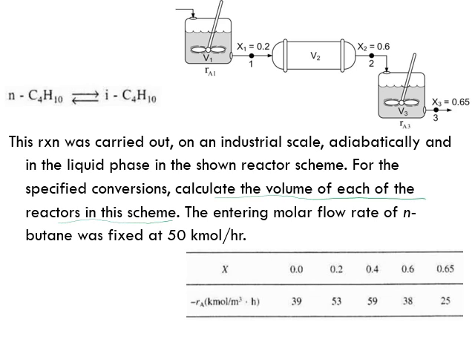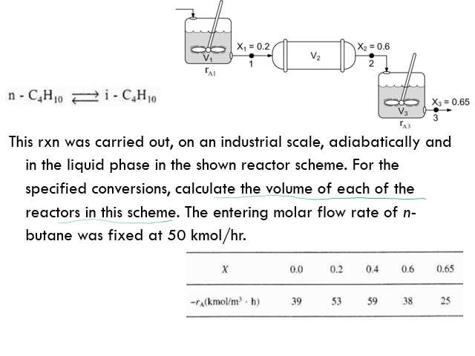So what do we want? We want to calculate V1, V2, and V3. How? From the kinetic data given, which is minus RA versus X. That's the kinetic data that we have. How do we find these volumes? By using the design equation.